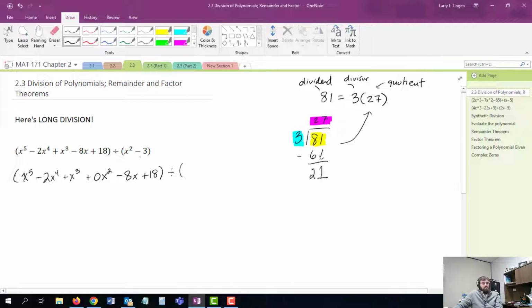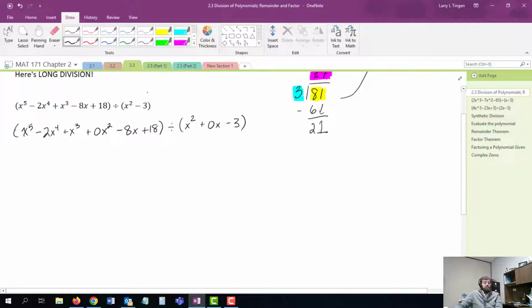And I'm supposed to divide that by, my divisor has an x squared term. It does not have an x term, but it does have a constant term. So there's the problem written out. Now we're going to do long division to figure out what's the quotient of taking x to the 5th minus 2x to the 4th plus x cubed minus 8x plus 18 and dividing it by x squared minus 3. So the write-up is going to look exactly the same as our long division from before.